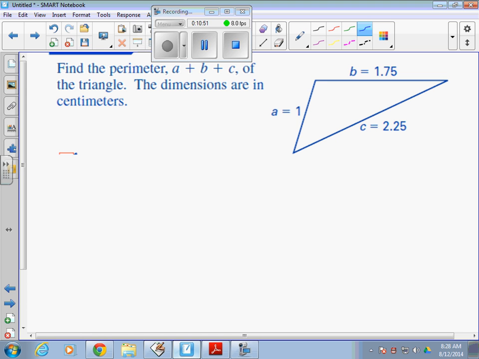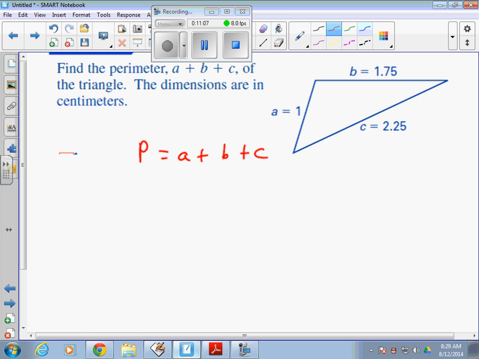Okay, let's take a look at this one. It says find the perimeter of A plus B plus C of the triangle, and then it says the dimensions are in centimeters. So we can use unit analysis in this case, and we could say the perimeter equals A plus B plus C. Okay, and that's what was given to you.